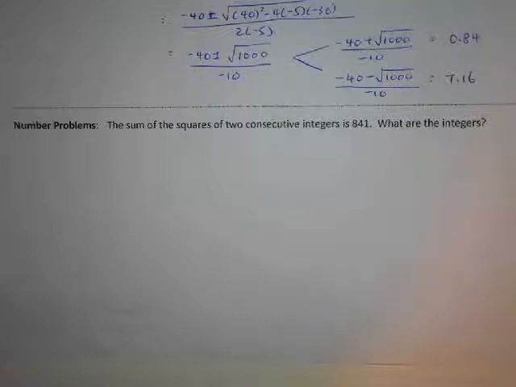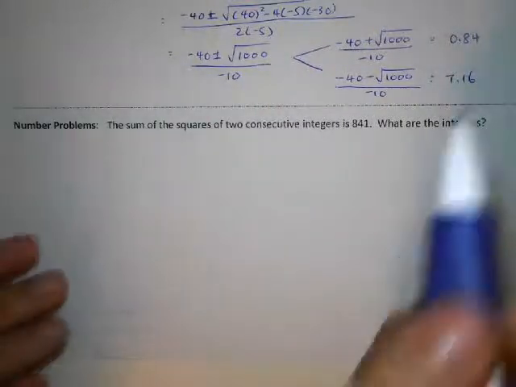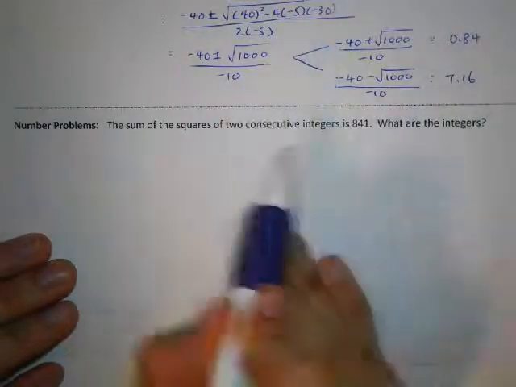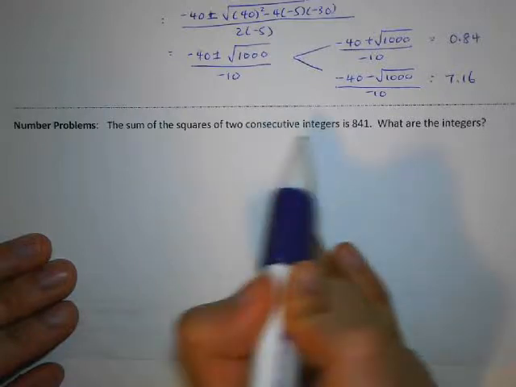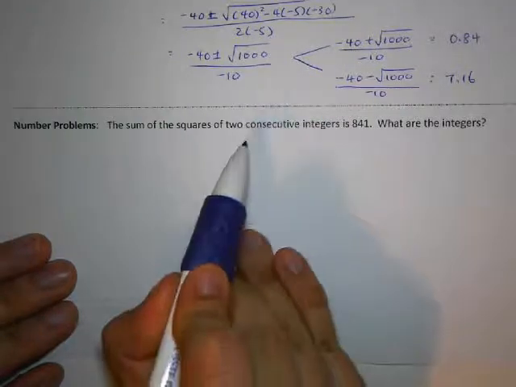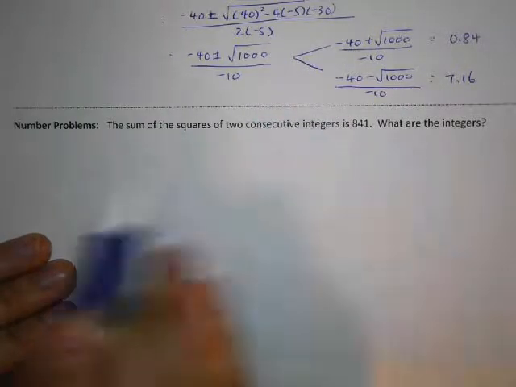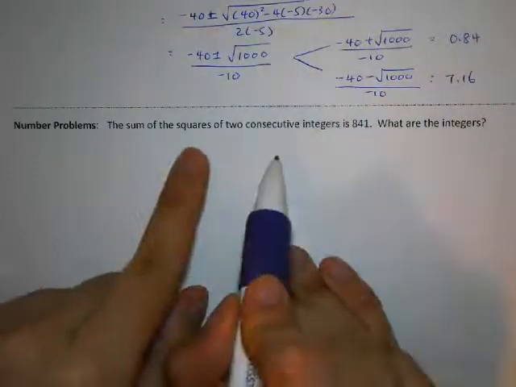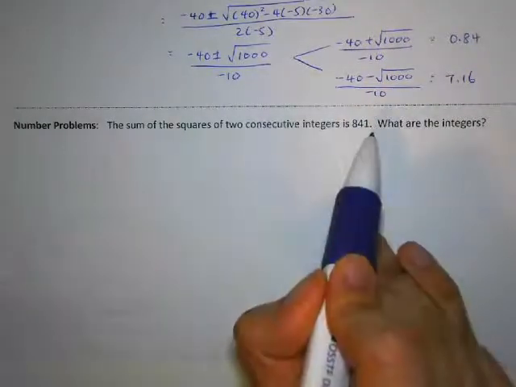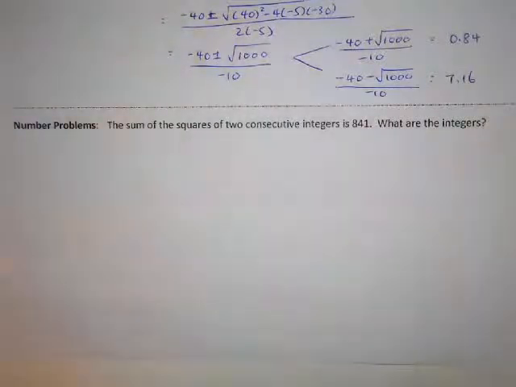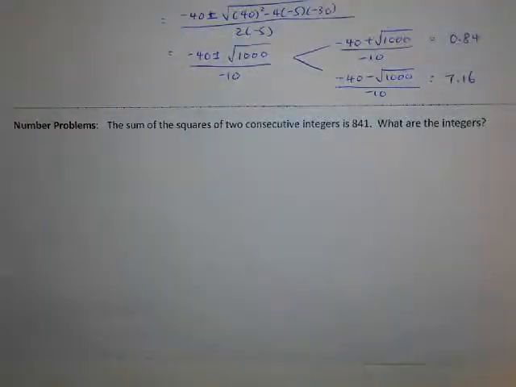What are the integers? Okay, so we know consecutive just means the numbers are one after the other. So we have two consecutive integers. If we square them and add them together, it's going to give us 841, and we have to find what those numbers are. It's not asking us for max or min, so we know we're solving.